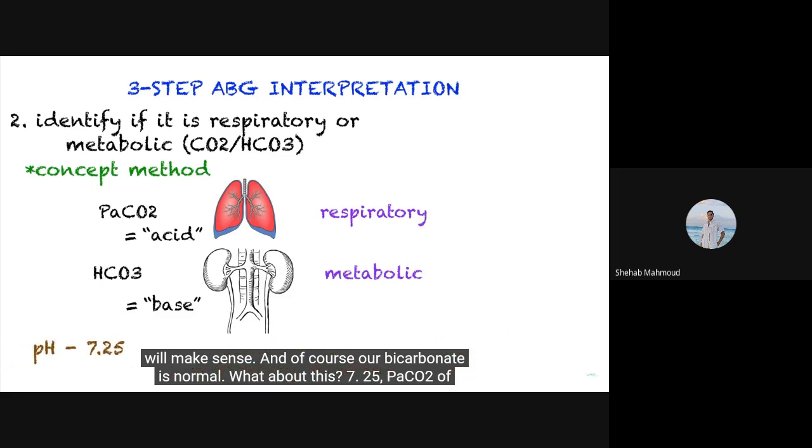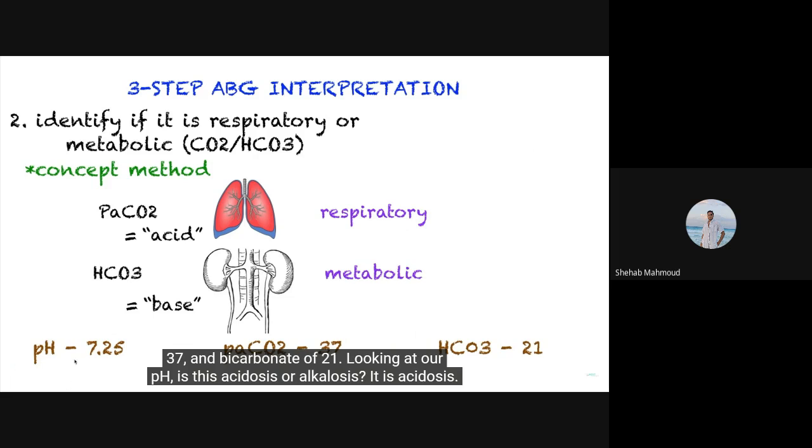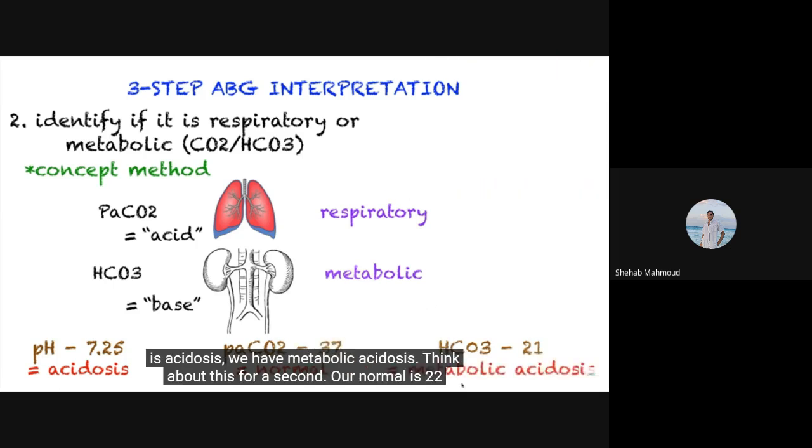What about this? pH of 7.25, PaCO2 of 37, and bicarbonate of 21. Looking at our pH, is this acidosis or alkalosis? It is acidosis. Looking at our PaCO2, our normal is 35 to 45. So this is normal. Looking at our bicarbonate, our normal is 22 to 26. Since our abnormal is the bicarbonate and the CO2 is normal, do we have a metabolic or a respiratory condition? We have a metabolic condition. And since this is acidosis, we have metabolic acidosis.